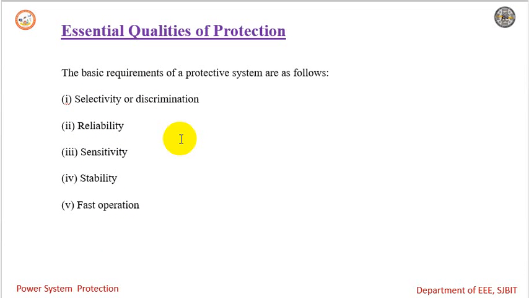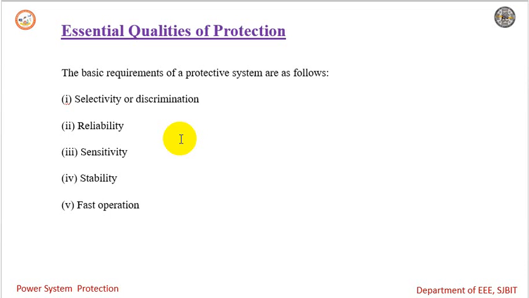So first one is selectivity, or we can call it discrimination. It is the quality of the protective relay in which it should be able to discriminate between a fault and a normal condition, a fault and a normal part in the protected section. If we have some protective zone, and there is any fault in the zone, the relay should identify that in this part the fault has occurred, and in this part the fault has not occurred. So it should distinguish between the faulty part and healthy part in the protected section.